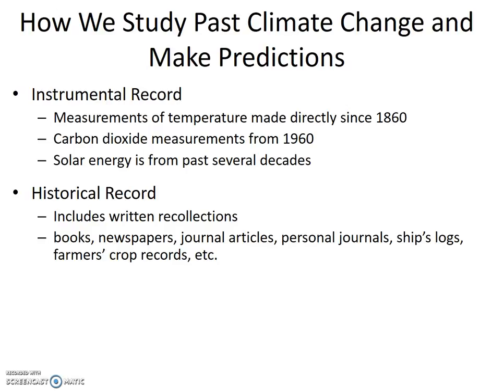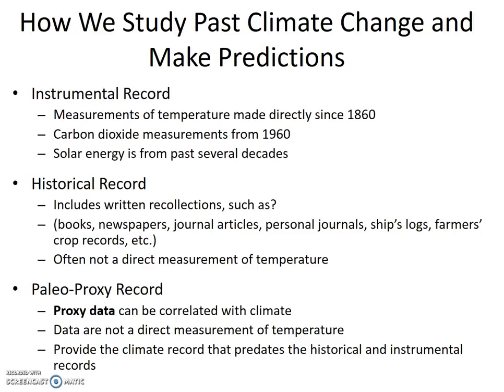Our historical record stretches further back but doesn't give us exact temperature measurements or carbon dioxide concentrations. Historical records include written recollections from such sources as books, newspapers, journal articles, personal journals, ship's logs, farmers' crop records, etc. But to understand long-term climate trends, we need more data as well as data from even further in the past. To get this data, we turn to the paleoproxy record.